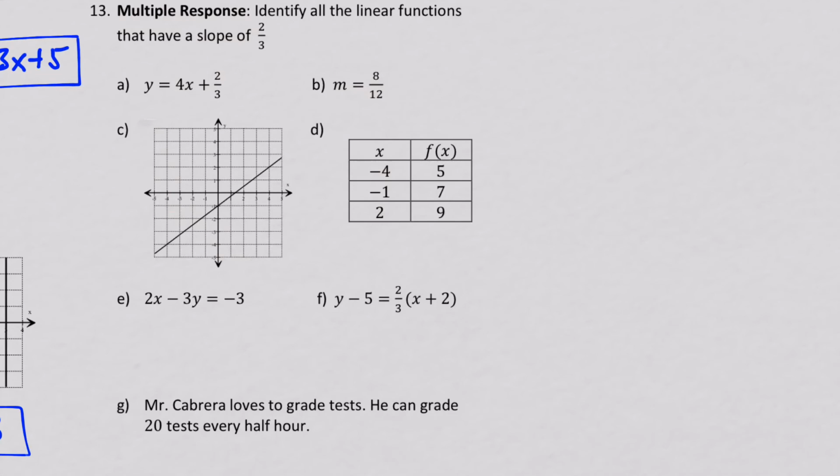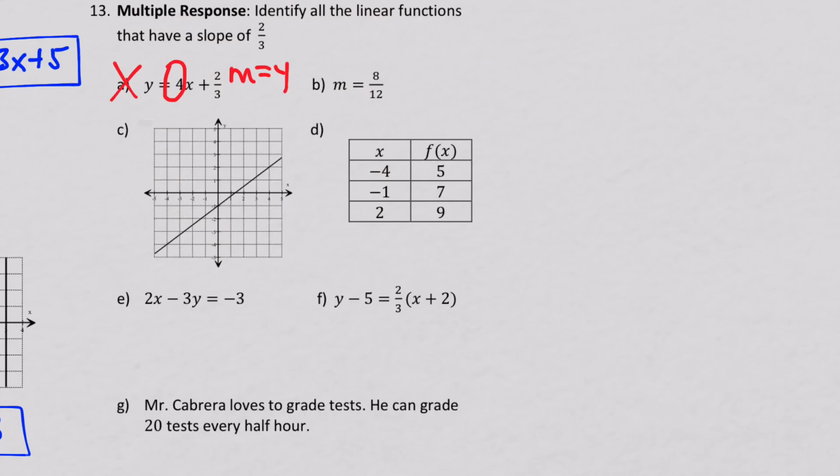The question here says, identify all the linear functions that have a slope of 2/3. So I want to have that value of 2/3. I'll go one at a time. If I look at example A, I want to identify the slope. The slope here is going to be right here. This is a trick question because you see a 2/3 in the problem, but this 2/3 is the y-intercept. It's not the slope. The slope is going to be the multiplier here, the coefficient of x. So the slope here equals 4. Will this have a slope of 2/3? No, it does not. So that one is no good.